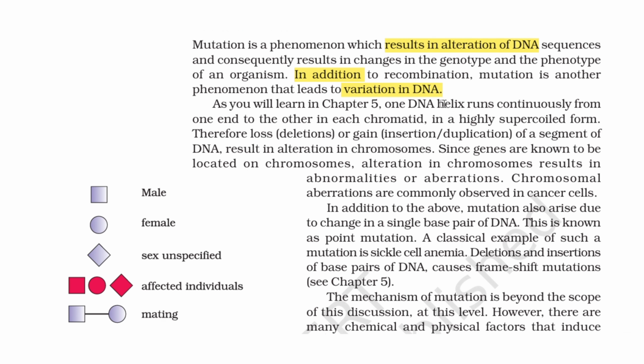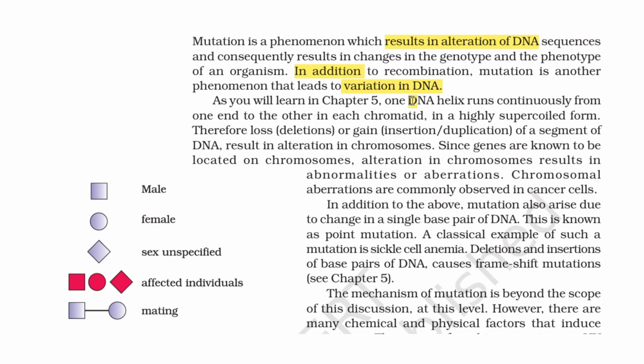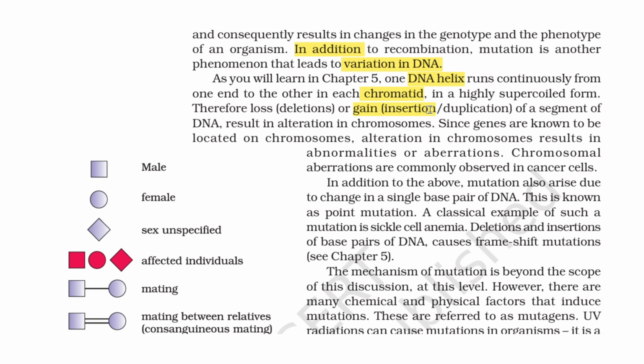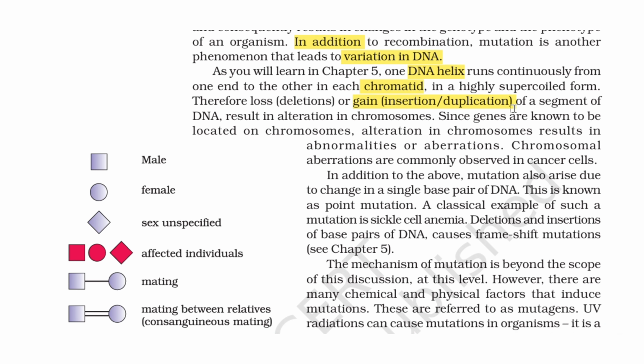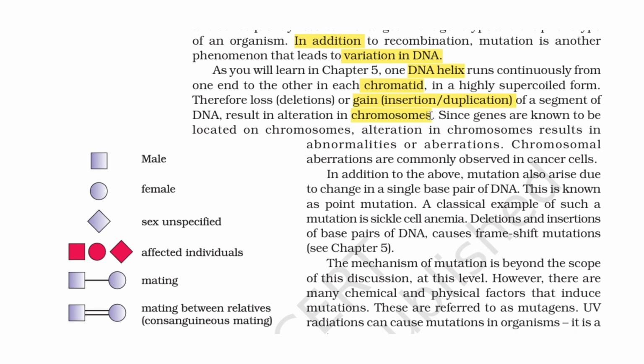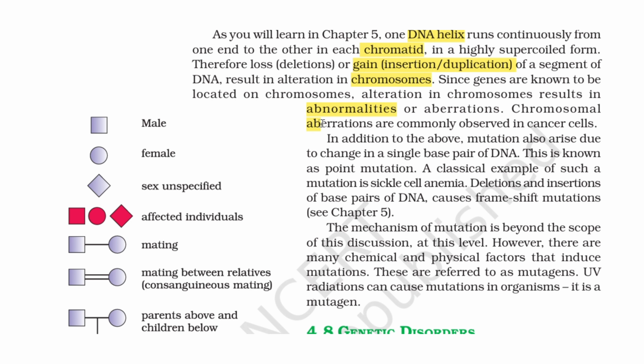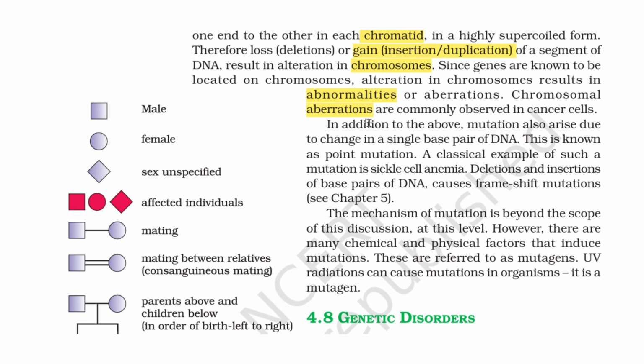As you will learn in Chapter 5, one DNA helix runs continuously from one end to the other in each chromatid, in a highly supercoiled form. Therefore loss (deletion) or gain (insertion, duplication) of a segment of DNA results in alteration in chromosomes. Since genes are known to be located on chromosomes, alteration in chromosomes results in abnormalities or aberrations. Chromosomal aberrations are commonly observed in cancer cells.